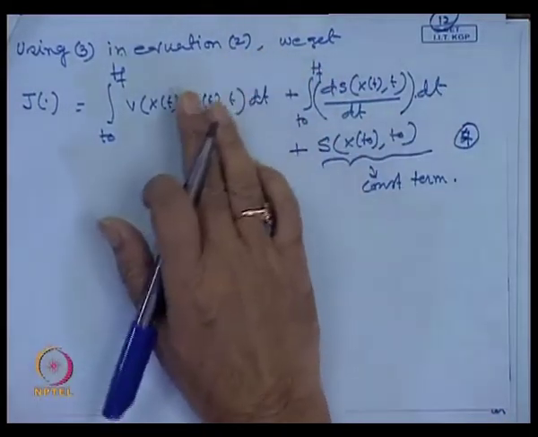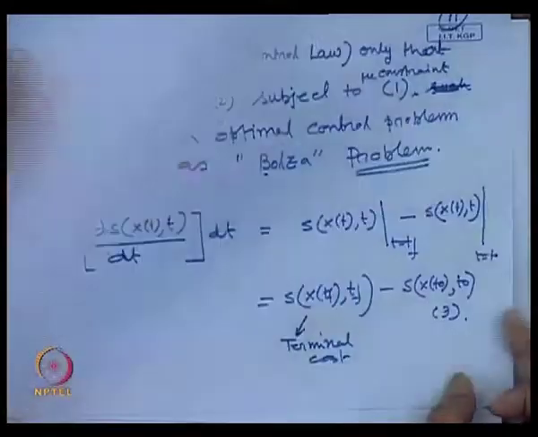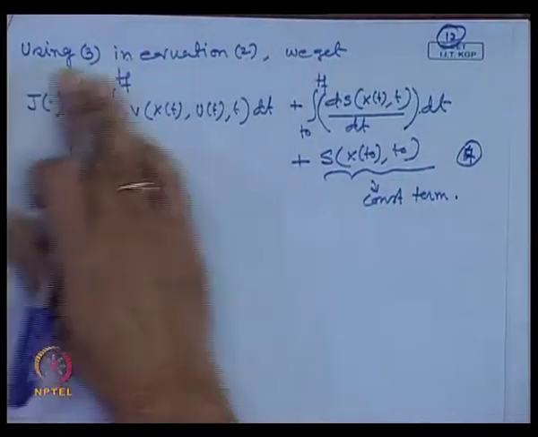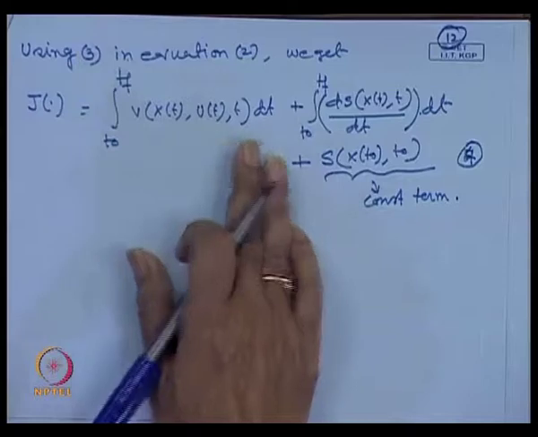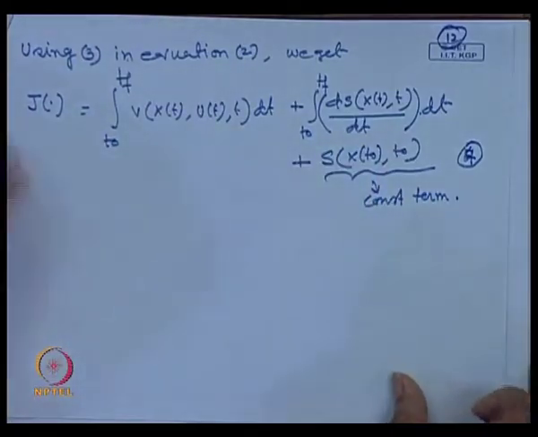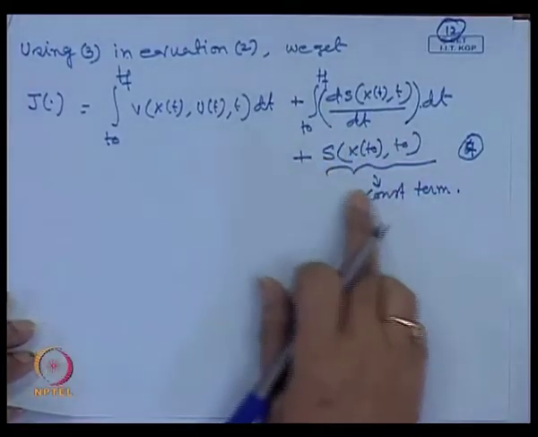So, our problem, minimization of performance index 2, where we have replaced the terminal cost in terms of an integral part and a constant part, is the same as minimization of performance index 4, subject to the constraint x dot is equal to f of x. Up to this point we discussed last class. Now this is the constant term.